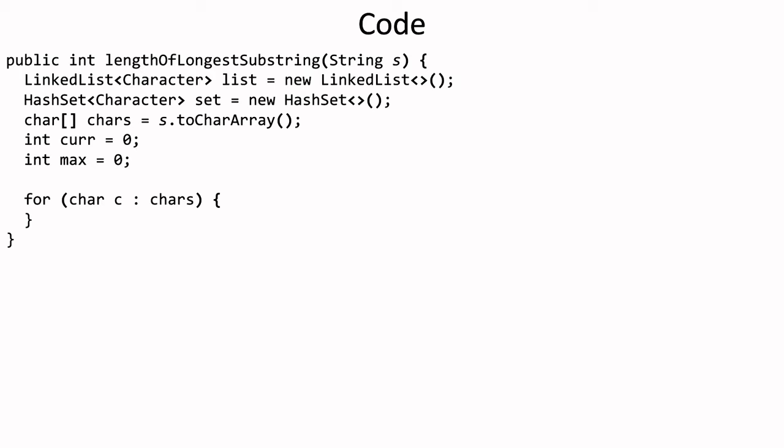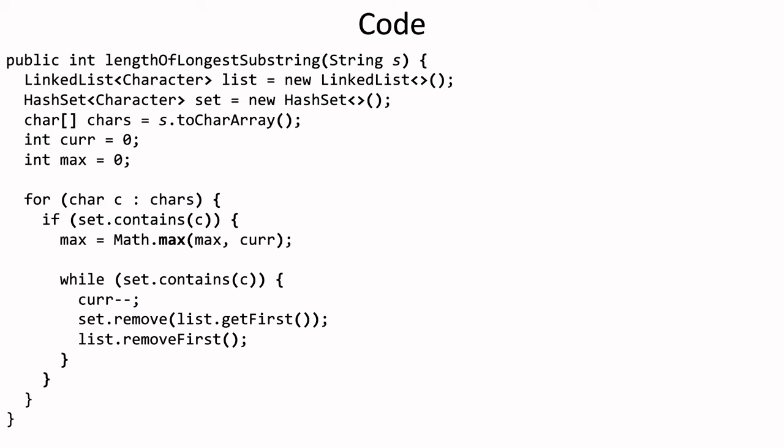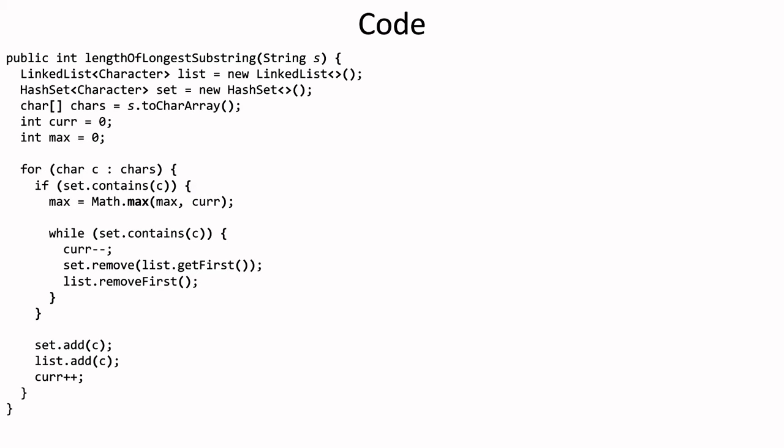Next, we convert the string to a character array for convenience, keep track of the length of the current substring, and the maximum substring. Now we iterate over the array, and if the set contains the current character, we update the maximum variable, and then while the set contains it, we remove the first letter from the substring. Finally, we add the current character to the set, the list, and update the current variable. Finally, at the end, we return the maximum of the current and the max in case the current went past the max.